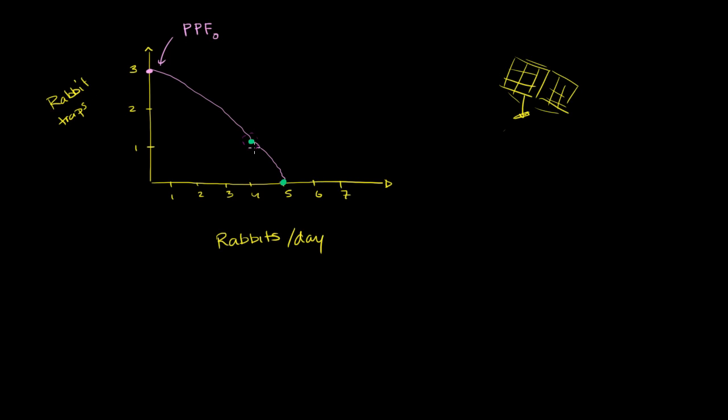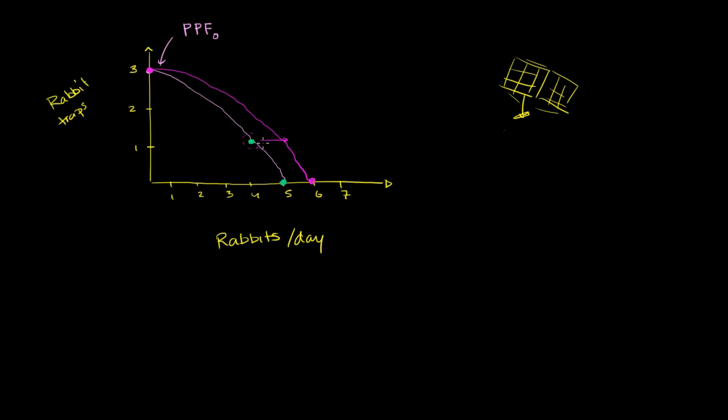So that will actually change the production possibilities frontier. If he makes this investment, it will allow him, in a given amount of time, to catch more rabbits. Having a rabbit trap won't allow him to make more rabbit traps in a day, so the most rabbit traps he can make in a day is still going to be 3. But maybe now he can catch 6 rabbits a day. So it might look something like that.